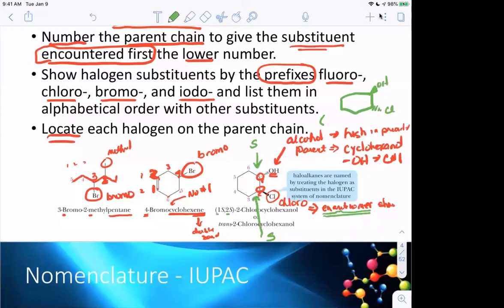And that would be the 1R, 2R, 2-chlorocyclohexanol. So notice that first naming system is referring to a specific enantiomer. The one down here, the trans, this is going to be relative stereochemistry.